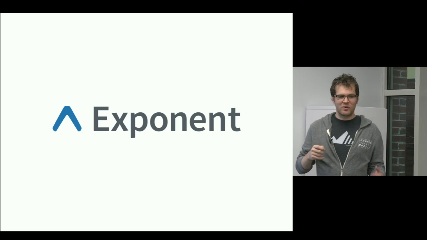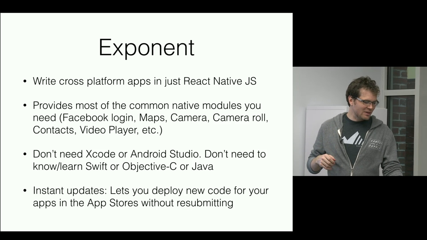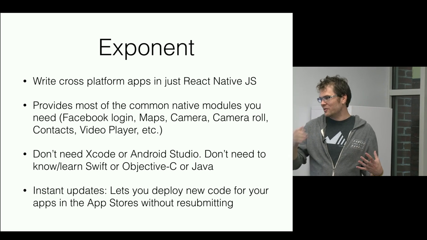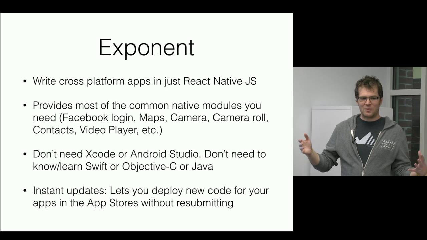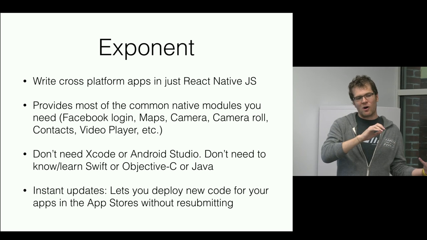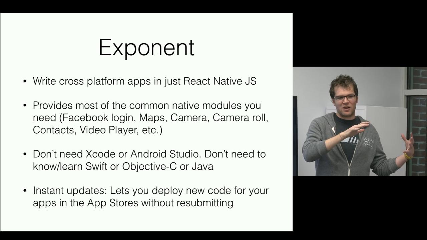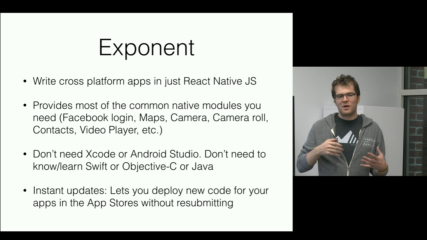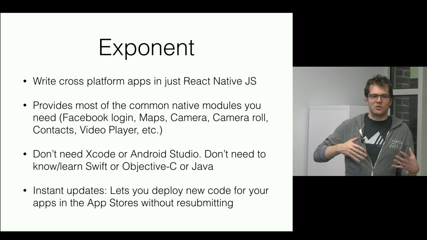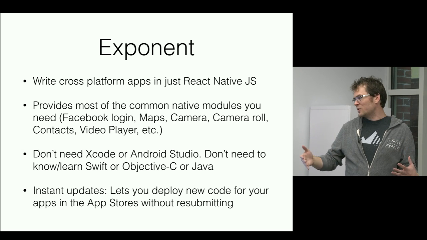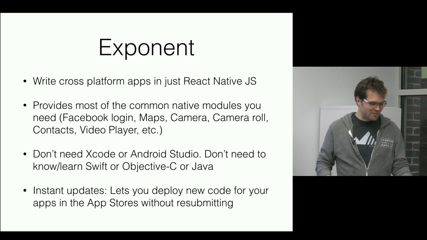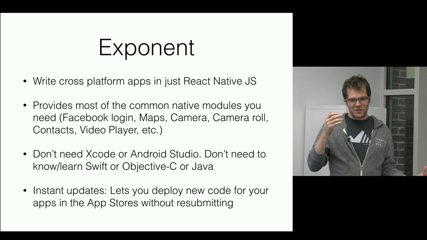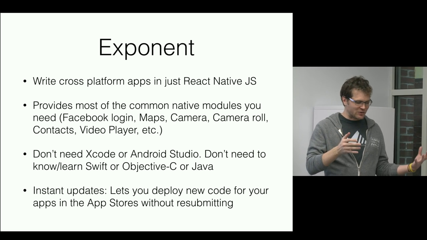So I started working with a few people on this project called Exponent that is basically trying to solve that and make it as easy as possible to do what you want to do. So the idea is write cross-platform apps writing just React Native JS and not worrying at all about the native code. So Exponent basically takes care of all the native code and lets you write just JavaScript when you're building your app. So we include components that do all the common things that people want to do in native apps, like Facebook login, maps, camera, camera roll, contacts, etc. And you don't need to use Xcode or Android Studio. You don't need to learn Objective-C or Swift. You don't need to learn Java. All you have to do is worry about the JavaScript.